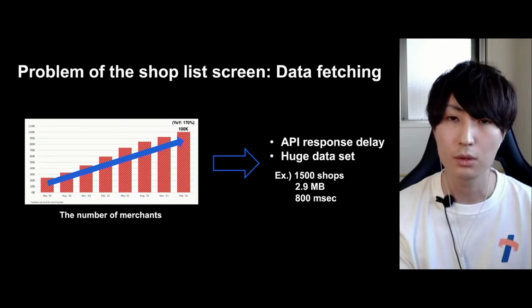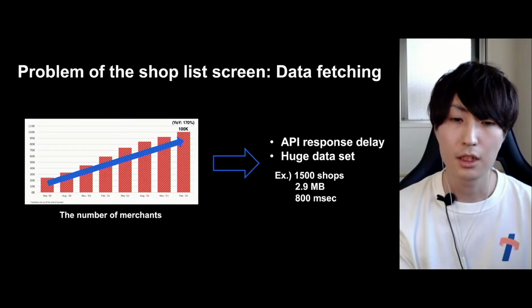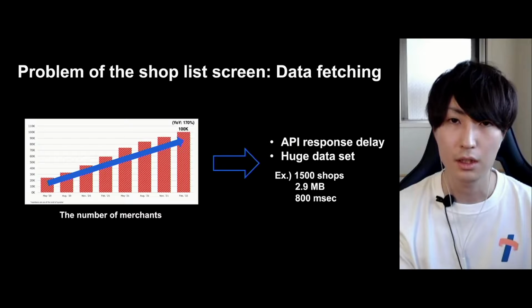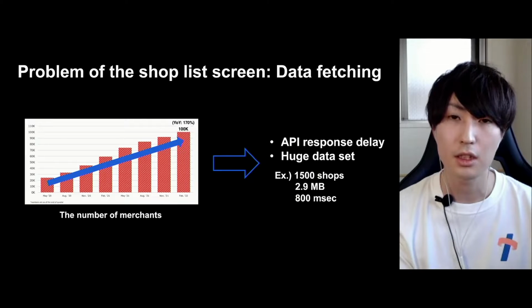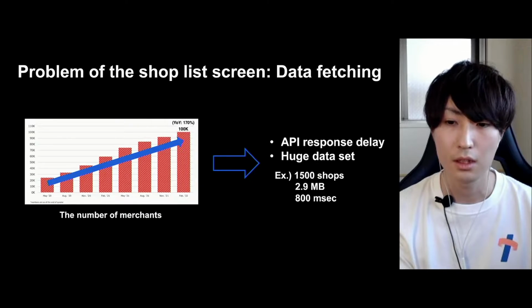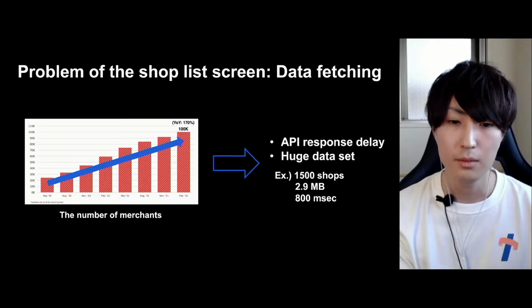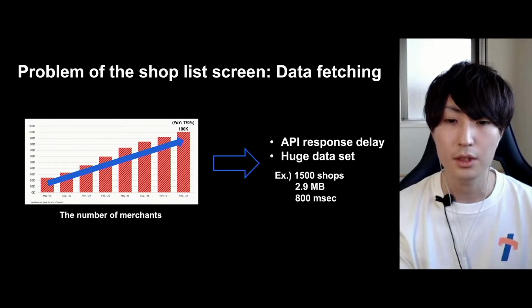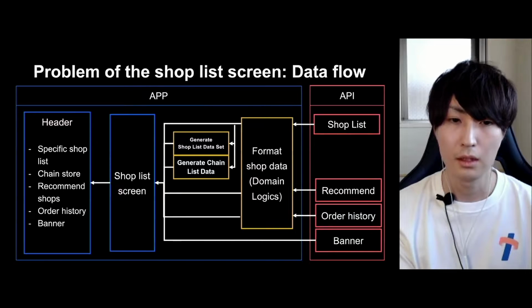That means that the data size was unnecessarily large to acquire all at once, and response time was about 800 milliseconds. And including the time until rendering, it takes about 1 second to display the data. The user wants to look for shops as quickly as possible, but having to wait for 1 second is not good for the user experience. So in order to meet the new project goals and accommodate the new plans, we had to resolve this issue of retrieving all information.